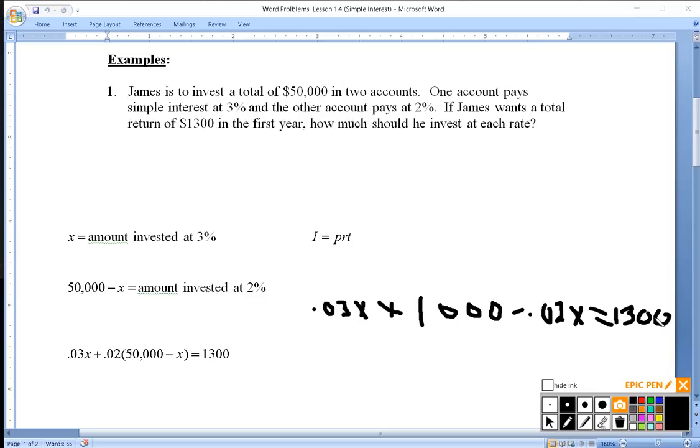Okay, now it's just a matter of isolating the variable. So I want to keep my x's on the same side, everything else on the other side, and I solve for the x. So in this case, I have 0.03x minus 0.02x gives me 0.01x on the left side. Okay, so now the 1,000, I have to put it on the other side. So one way to do that is to add negative 1,000 to both sides. If I add negative 1,000 to this side, obviously that'll cancel the 1,000, and then negative 1,000 added to the 1,300 gives me 300. So I get 0.01x is equal to 300.